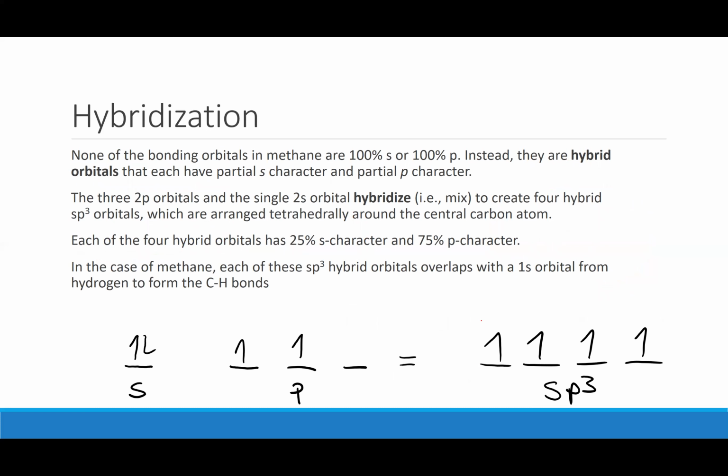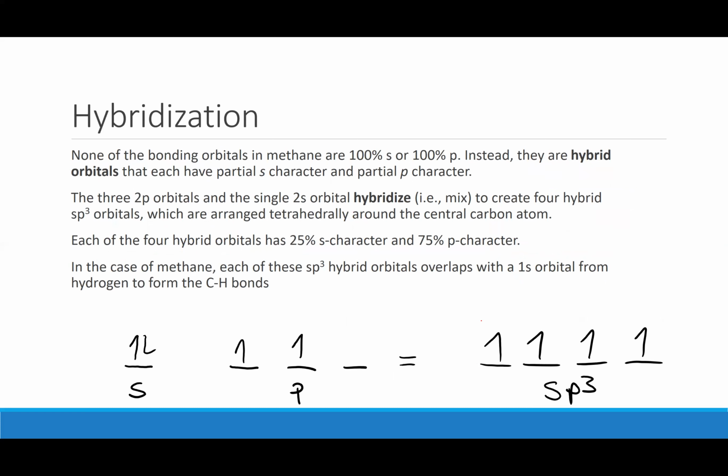The theory of how it does this is via hybridization. In hybridization, we know that none of the bonding orbitals in methane are actually 100% s or 100% p. Instead, they form hybrid orbitals that have a little bit of characterization of the s and a little bit of characterization of the p.